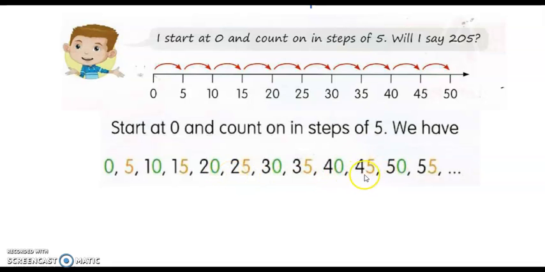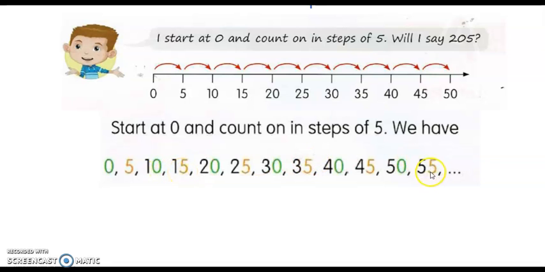Let's take for example 45. In the ones place there is 5. Let's take 50. In the ones place it's 0. So the question was, will I say 205? Actually yes, because the number in the ones place is 5, and here all the numbers are either 0 or 5.